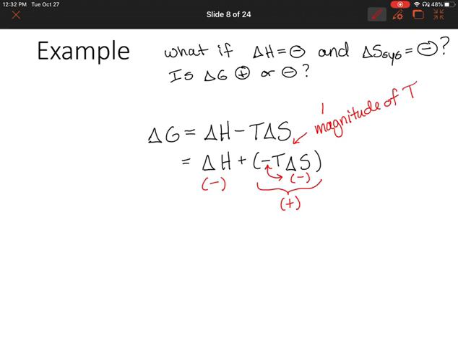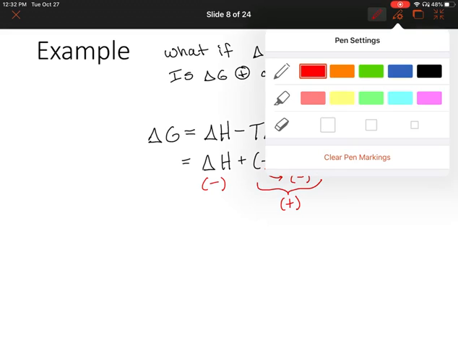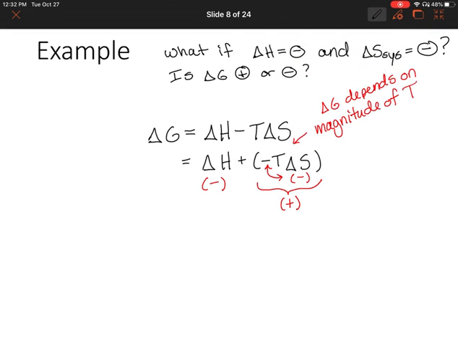So, let me add that delta G depends on the magnitude of temperature in this case. So let's actually make a little table going over all of the different signs that can occur. Down below, we'll make a table of delta H, delta S, negative T delta S, and then delta G.